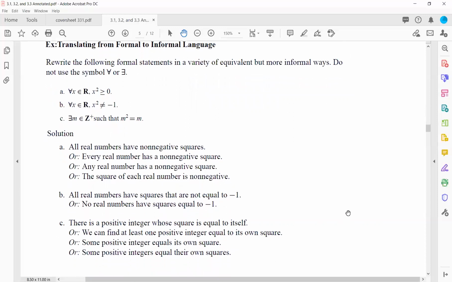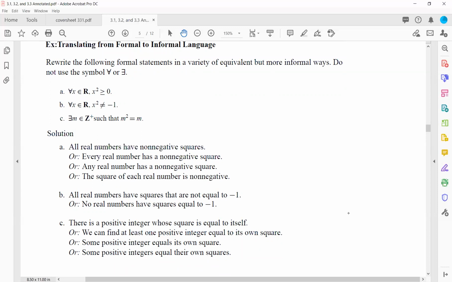B, for any x in R, x squared is never -1. Remember that if you want this statement to be false, you have to change your domain to complex numbers. So we can read B as: no real numbers have squares equal to -1. All real numbers have squares that are not equal to -1.